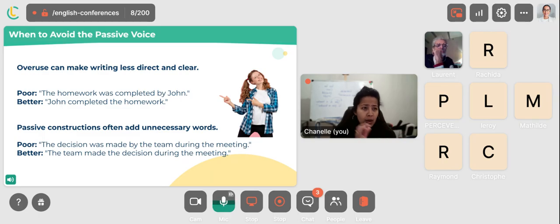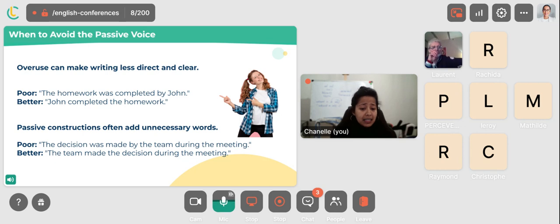So let's look at a poor example. The homework was completed by John. A better response would be, John completed the homework, because in this context we want John to be acknowledged for having completed the homework.